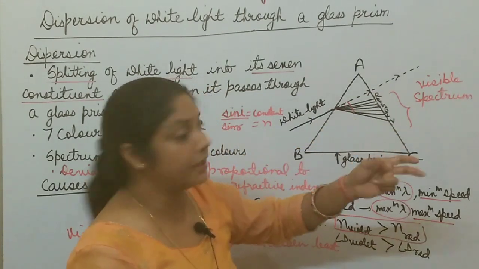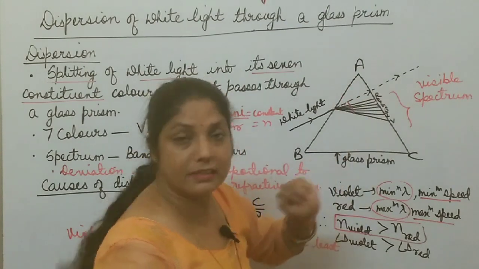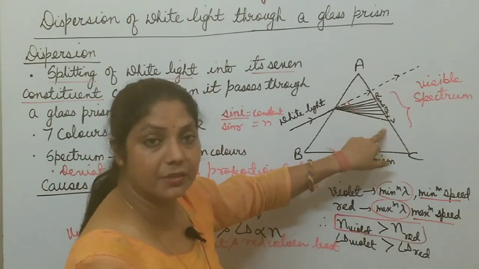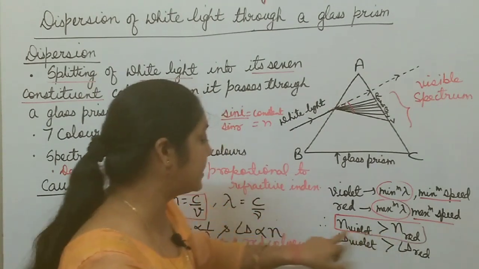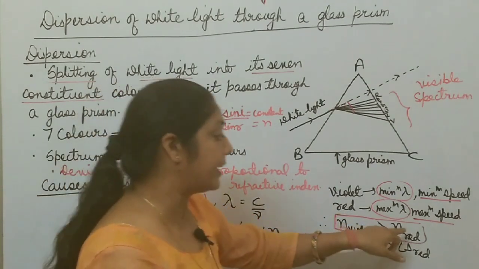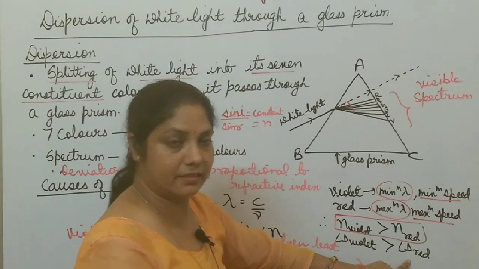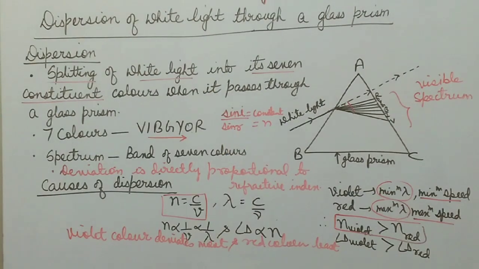Then one question is there, why red color deviates less and violet color deviates most? Because red color has lesser refractive index than violet color, and if refractive index is less, it deviates less, right? So these are about dispersion of white light. Please take a screenshot.